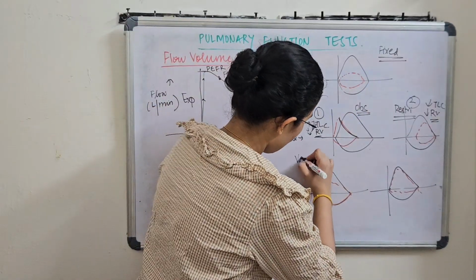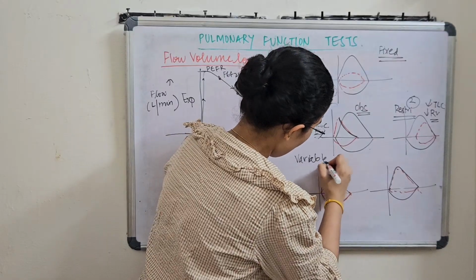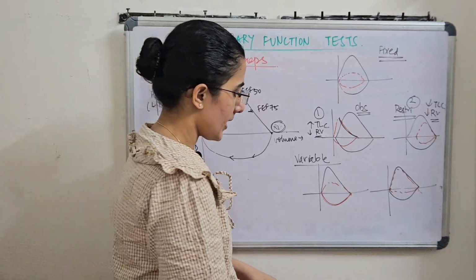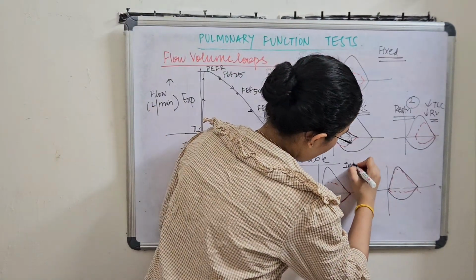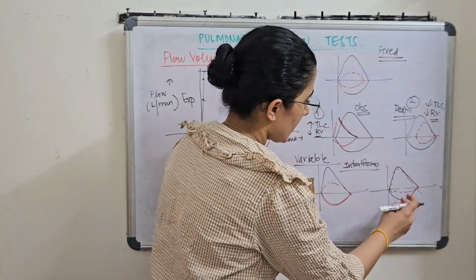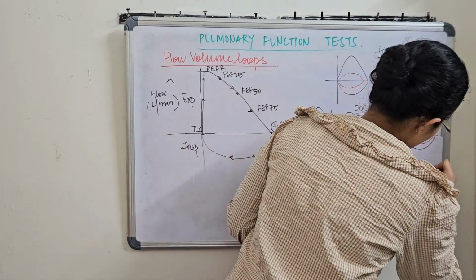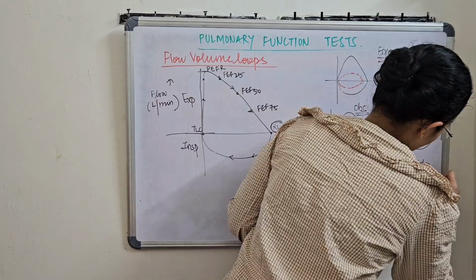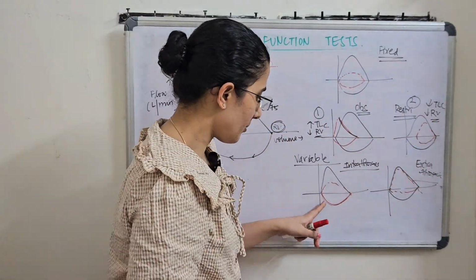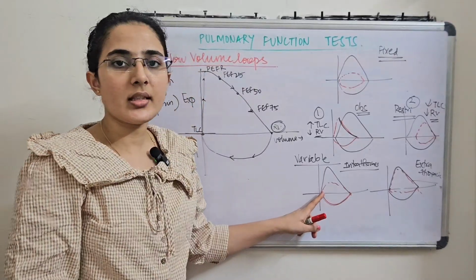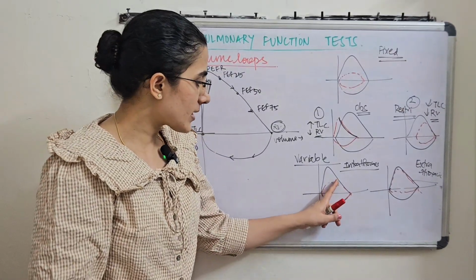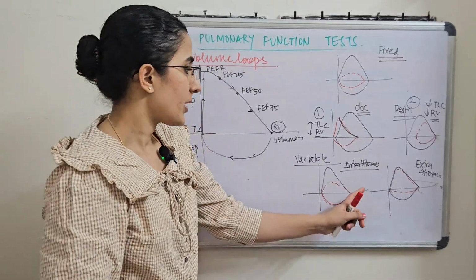Next we will see the variable obstruction. In variable obstruction, in the intrathoracic type, the inspiratory limb will be normal, as well as the extrathoracic type. So in the intrathoracic type, we see that the inspiratory limb is normal. This is seen in conditions like tracheal or bronchial tumors, which will cause expiratory flow obstruction, right?